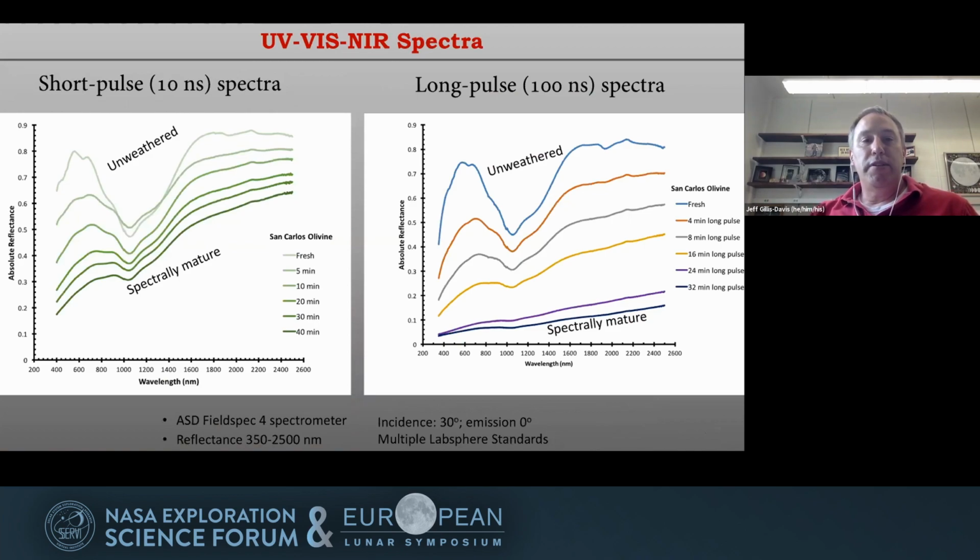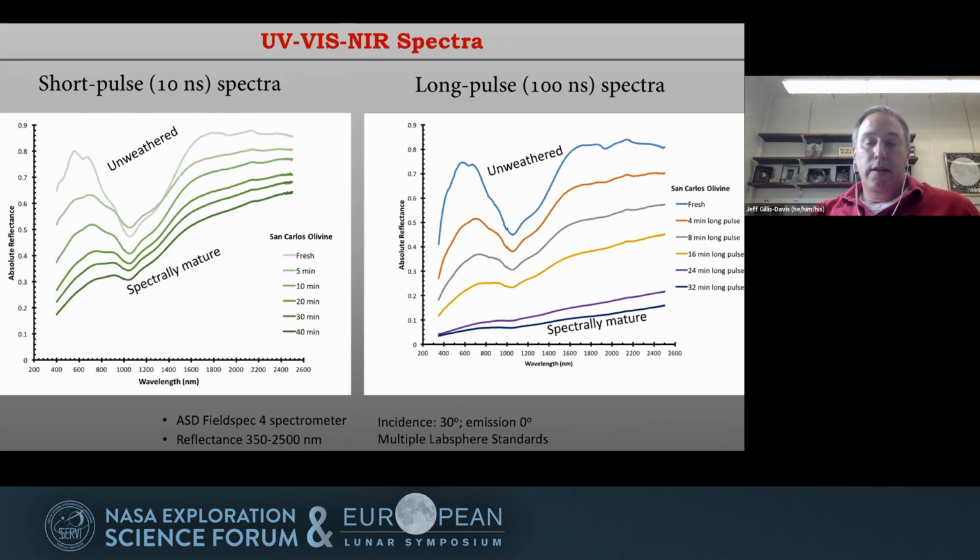So as I mentioned before, on the left is spectra of San Carlos olivine that we have laser weathered with the short pulse. You can see at the very top, you have a nice 1 micron absorption, and then after about 40 minutes, it becomes what we call spectrally mature. It doesn't change much, even if we add more laser radiation. You can see the spectrum is red. The 1 micron feature is still somewhat present, and it has darkened.